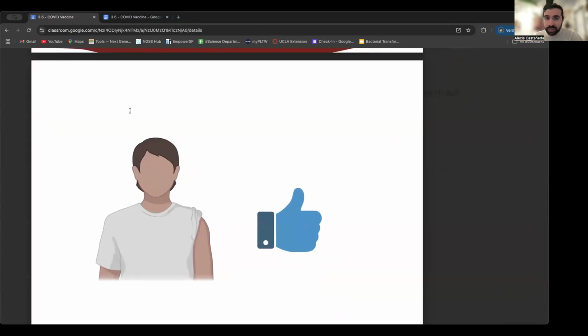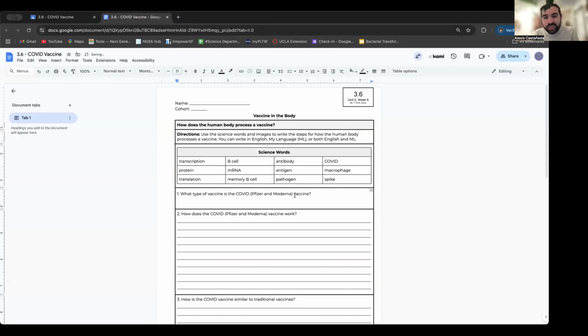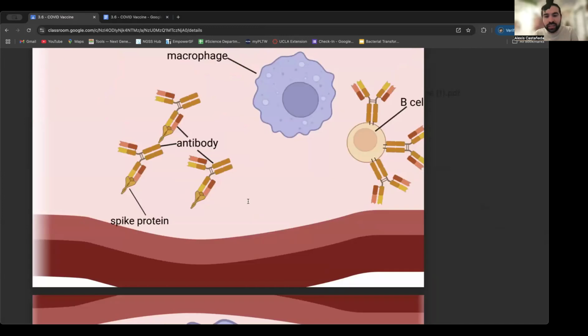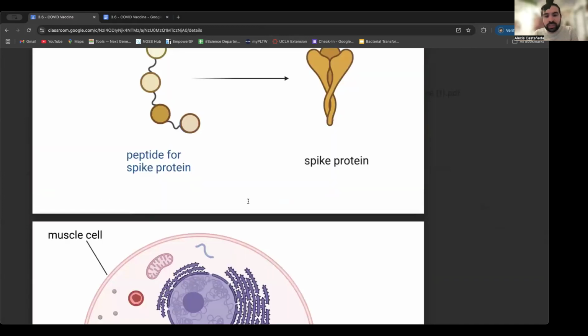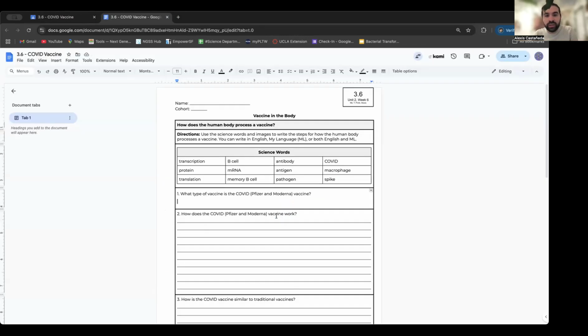So they're very similar, but there are some key differences, right? So first and foremost, what type of vaccine is the COVID vaccine? Pfizer and Moderna are just the names of the brands that sell them. But the type of vaccine, the COVID vaccine is not inactivated or whatnot. The COVID vaccine instead is what we call an mRNA vaccine. So what I would write here is the COVID vaccine is an mRNA vaccine.